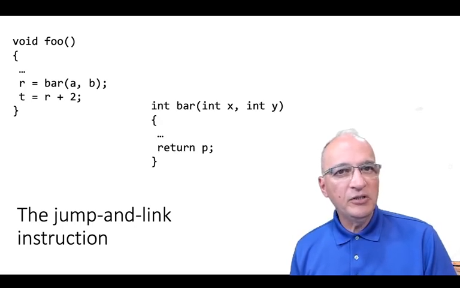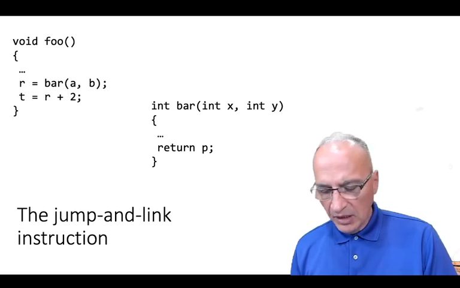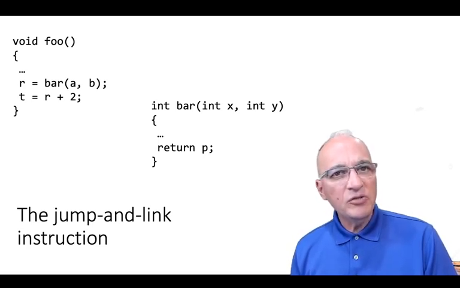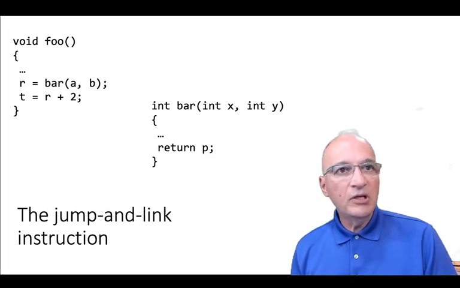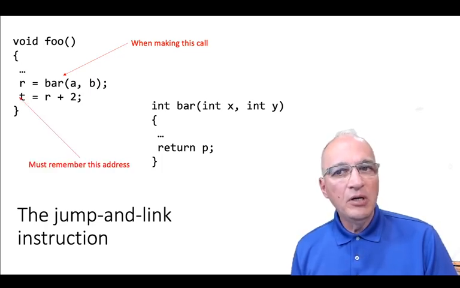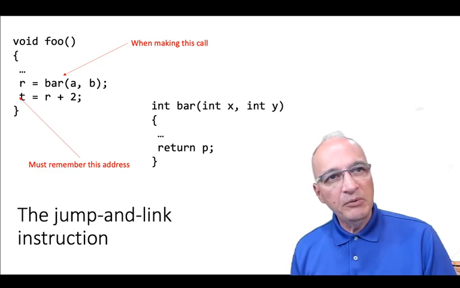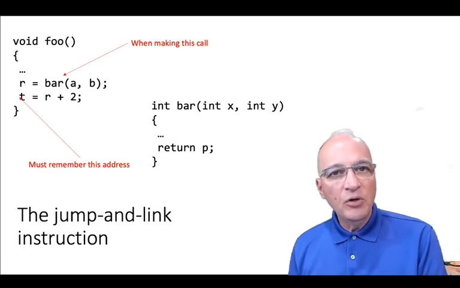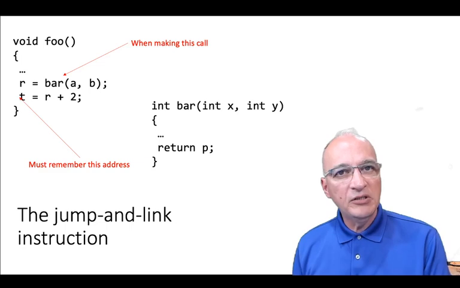At some point in the execution of the function bar, we'll be executing a return statement. And this return statement has to know the address that it has to return to. Therefore, when I do the call at this point in function bar, I must remember the address of the instruction that comes immediately after the call, so that when I'm executing the return statement, I know where I am returning to.